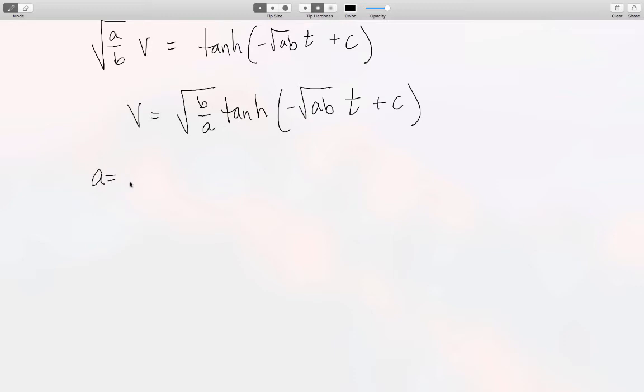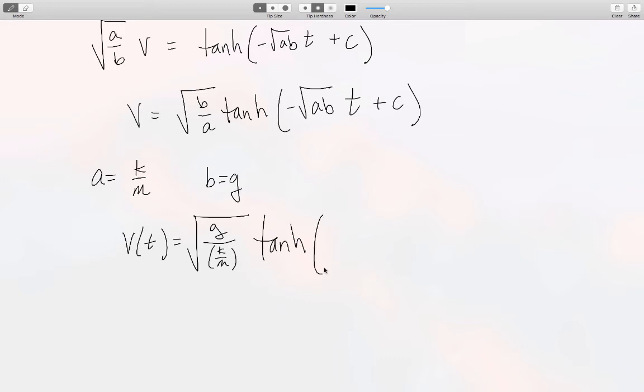So a was, let's remember, what was it? A was k over m. Gotta be really careful. I don't want to mess everything up. So a is k over m, and I can remember that b was g. So v as a function of t is the square root of, I've got g on top, a is a fraction k over m, hyperbolic tangent of negative square root, and a was k over m times g. And then the independent variable t plus some arbitrary constant from the integration.